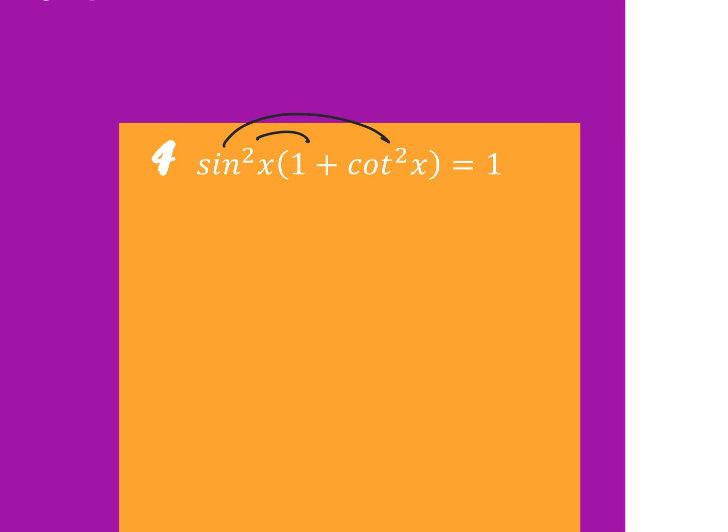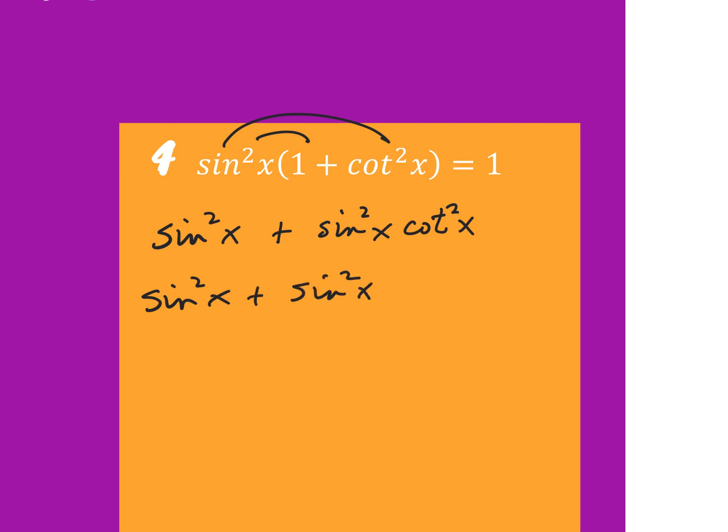So then if I use distributive property, sine squared x, when I times that by 1, and then here sine squared x times cotangent squared x. Now, what I need to do here is I'm going to change the cotangent into its quotient identity. So this one stays for now, and then this one stays, but I'm going to change this one into its quotient identity. So it's going to become cosine squared x over sine squared x.